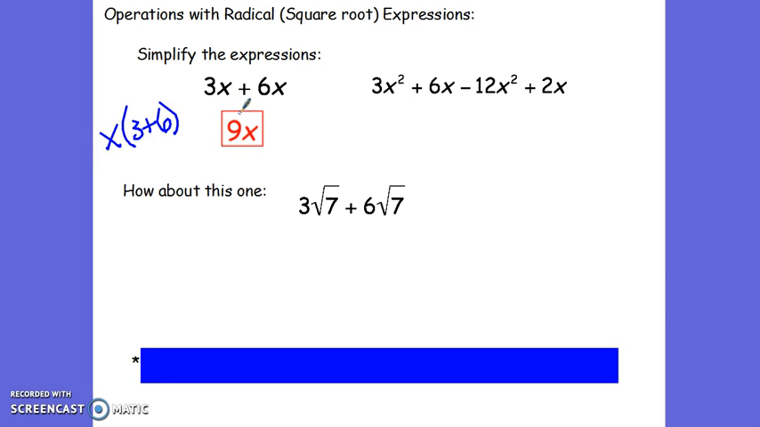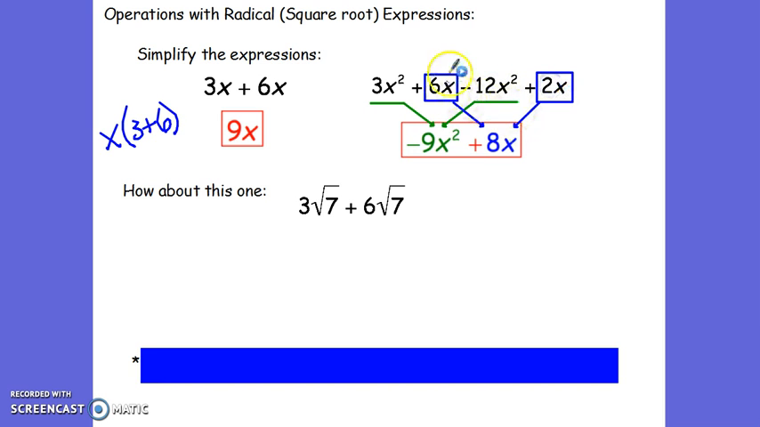We can do the same thing with the expression at the right. We just need to look for the like terms. We've got 3x squared minus 12x squared. We've also got 6x plus 2x. So if we add our like terms together, our x to the firsts become 8x in blue there, and our 3x squared minus 12x squared, don't forget the negative, the 3 minus 12 will become a negative 9x squared.